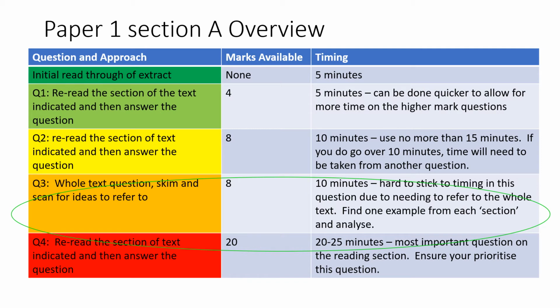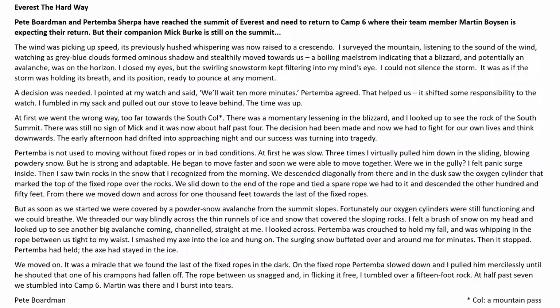Okay, so we're looking at the orange box. Question 3 is the whole text question. You skim and scan for ideas to refer to. It's worth 8 marks. Again, it's 10 minutes, which is really hard to stick to, due to the need to refer to the whole text. So find one example from each section and analyse. Organise it into thirds, the beginning, the middle and the end, and that will make it a lot easier to cope with. So what's the writer focusing our attention on in the beginning? Where does it shift to in the middle? And how does it conclude?